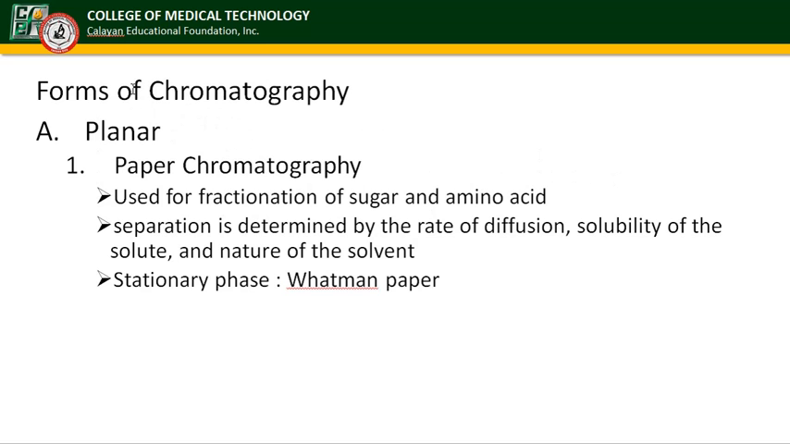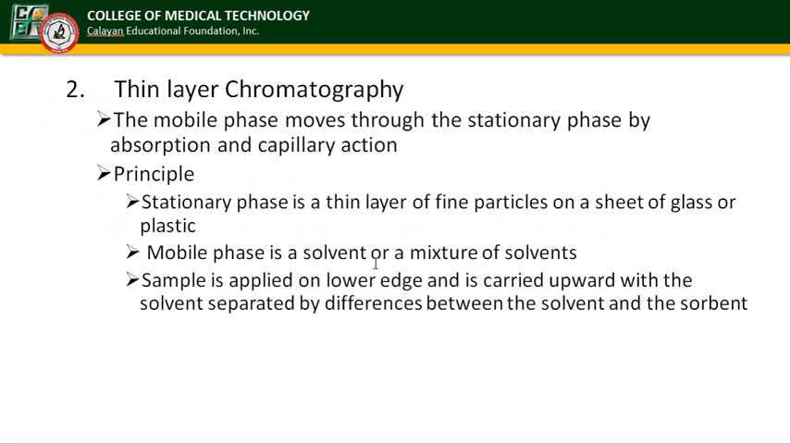So, ano ba yung mga form natin ng chromatography? Una is planar. Paper chromatography, used for fractionation of sugar and amino acids. So, pag pinaghihiwalay dito, yung sugar and amino acids. Separation is determined by the rate of diffusion, solubility of the solute, and the nature of the solvent. Stationary phase, ang gamit natin is Whatman paper.